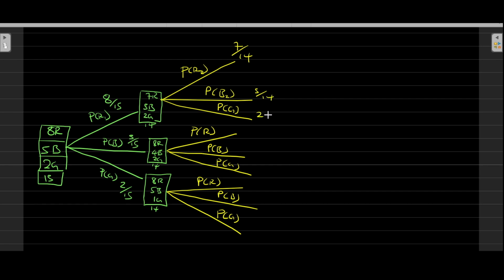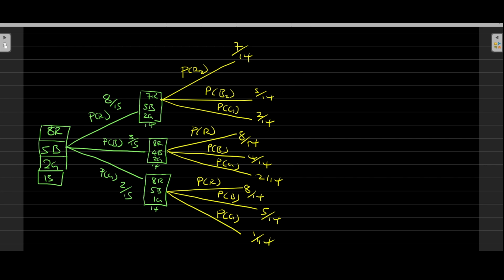It's going to be 2 out of 14. Here it's going to be 8 out of 14. Here it's going to be 4 out of 14. Here it's going to be 2 out of 14. Here it's going to be 8 out of 14. Here it's going to be 5 out of 14. It's going to be 1 out of 14.